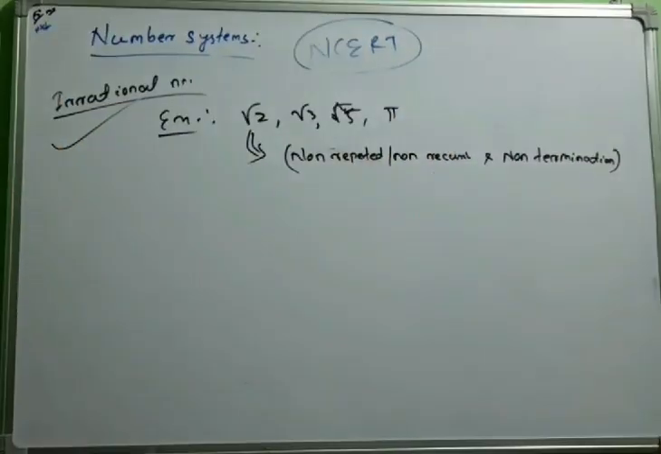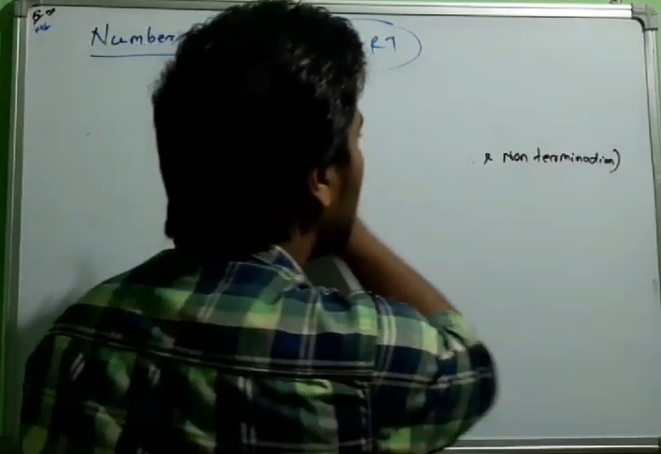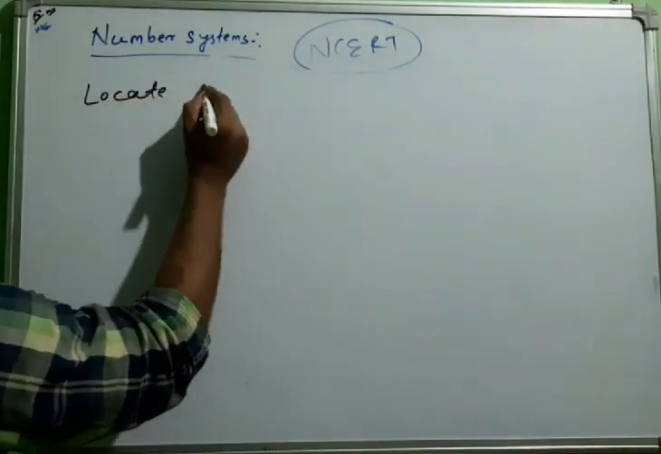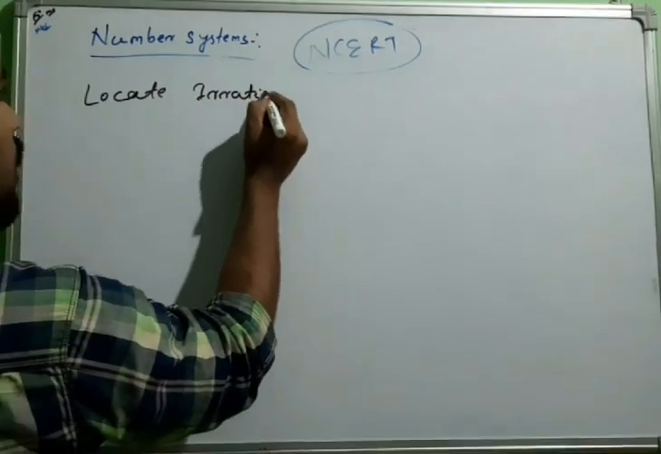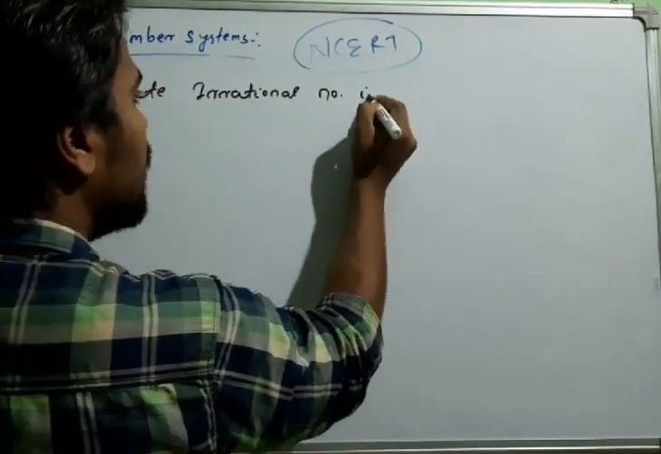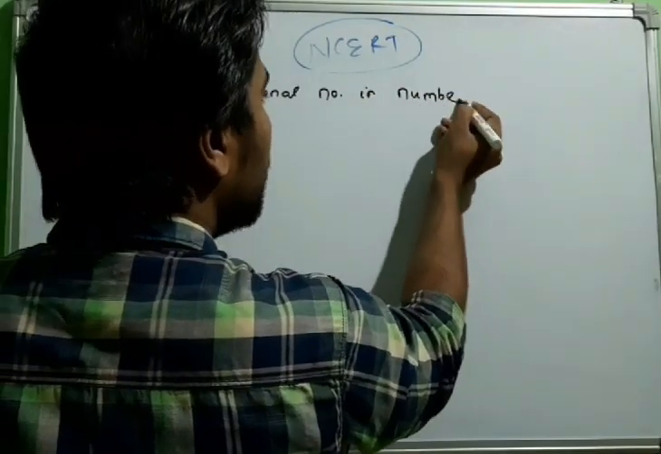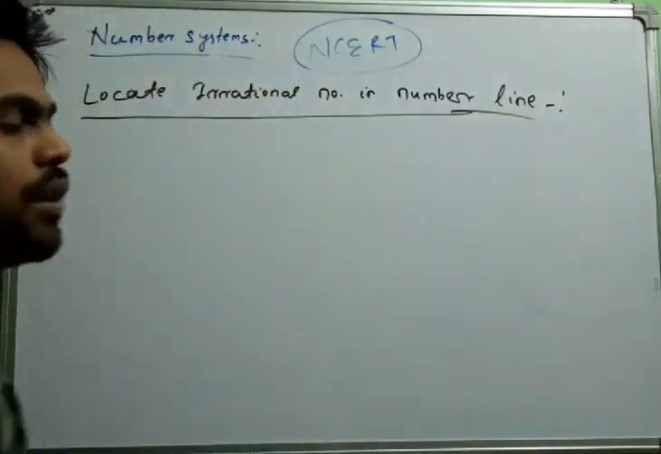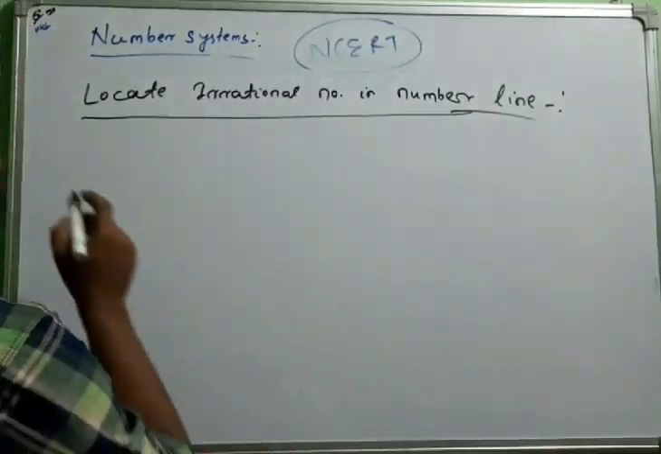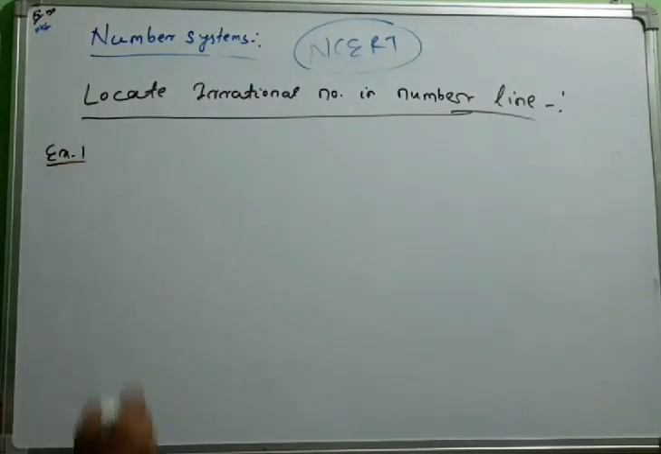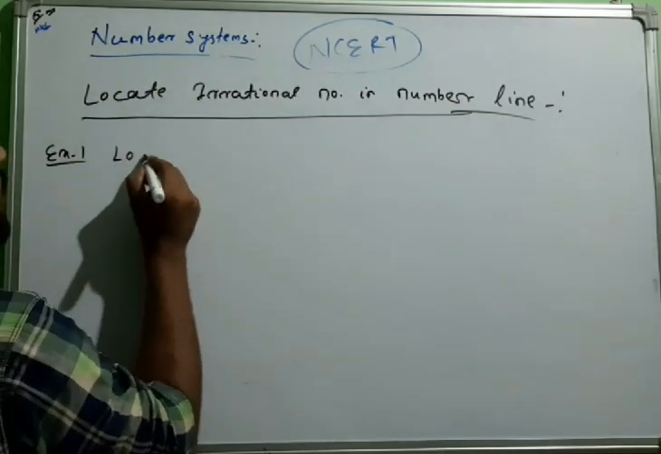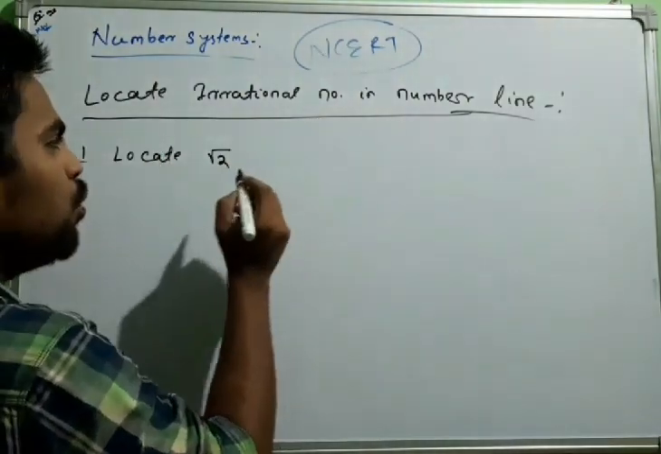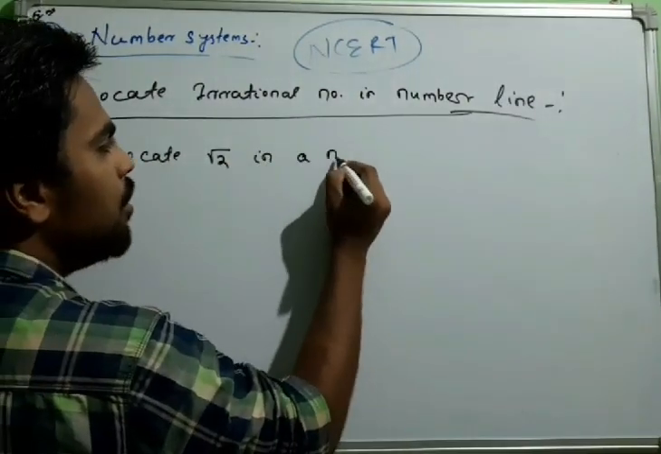So now I will represent, or locate, write down, locate irrational numbers on the number line. How to represent irrational numbers on the number line, or locate irrational numbers on the number line. Very important. Just write down. I'll give you example number 1. Write down: locate root 2. Is it an irrational number or not? Locate root 2 on a number line.